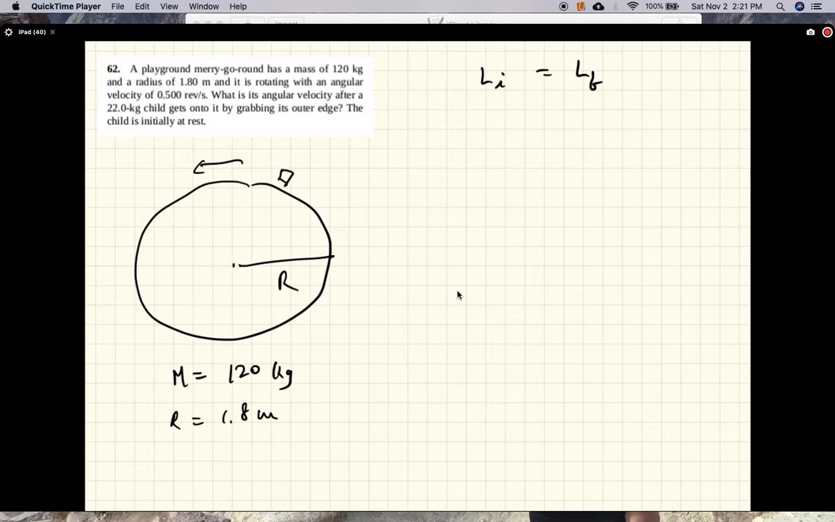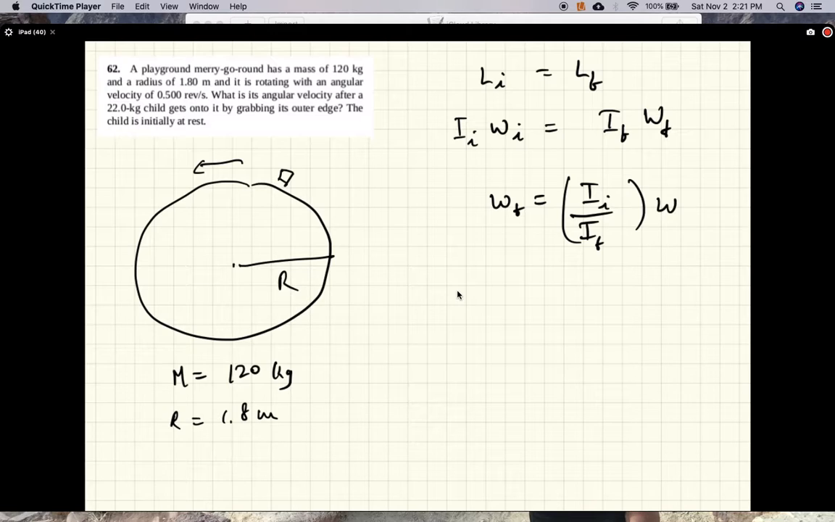the angular momentum after he jumps. That's the moment of inertia of the merry-go-round before he jumps times its angular velocity, equals the moment of inertia of the merry-go-round plus the boy times the final angular velocity. Now in this problem, the moment of inertia increases, so the angular velocity has to decrease. So the final angular velocity will be less than the initial angular velocity. The final angular velocity is I initial over I final times omega initial.